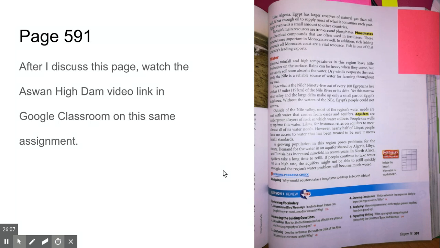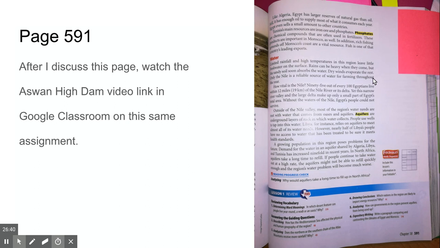The last thing I'm going to discuss is water in this area. So on 591, let me discuss a little bit about water, and that's going to start right here. It says limited rainfall and high temperatures in this region leave little fresh water on the surface. Rains can be heavy when they actually happen, but because it's a desert and the soil is very sandy, the sandy soil really soaks up that water. And then dry winds are going to evaporate the rest.